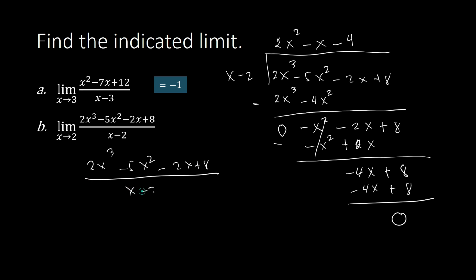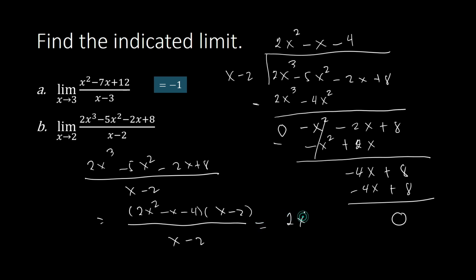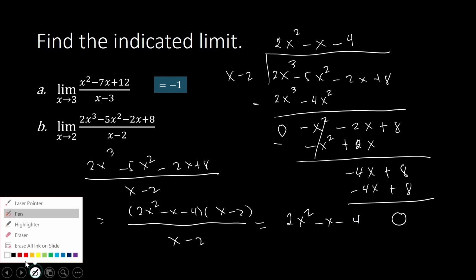Divided by x minus 2. This is equal to, the factoring of our numerator is 2x squared minus x minus 4 times x minus 2, and then divided by x minus 2. So x minus 2 divided by x minus 2 is just equal to 1. So we are left here with 2x squared minus x minus 4. So where does this lead us?